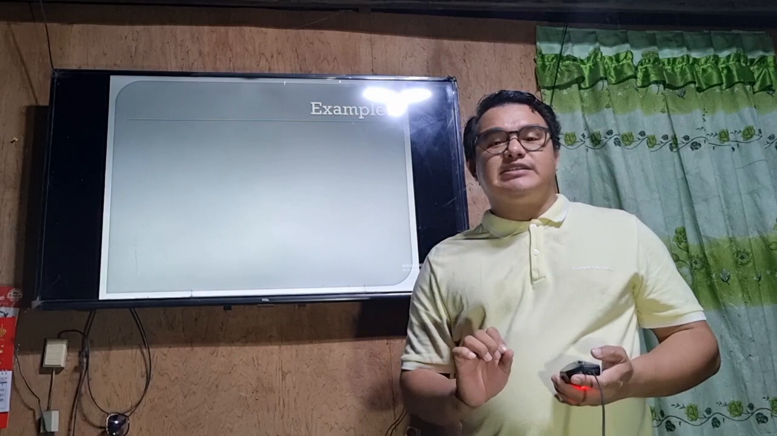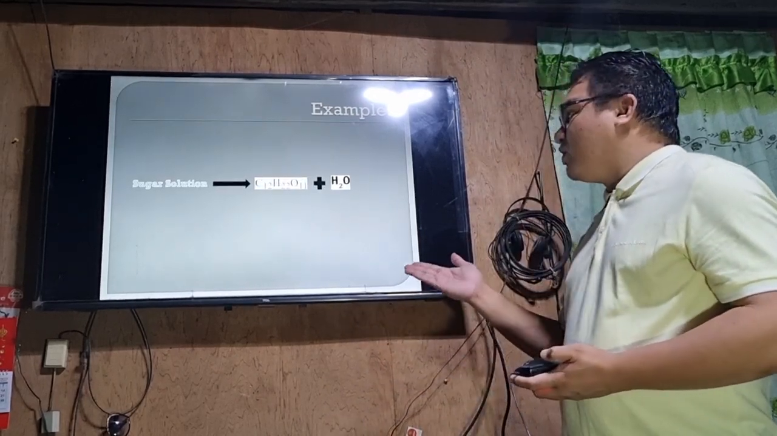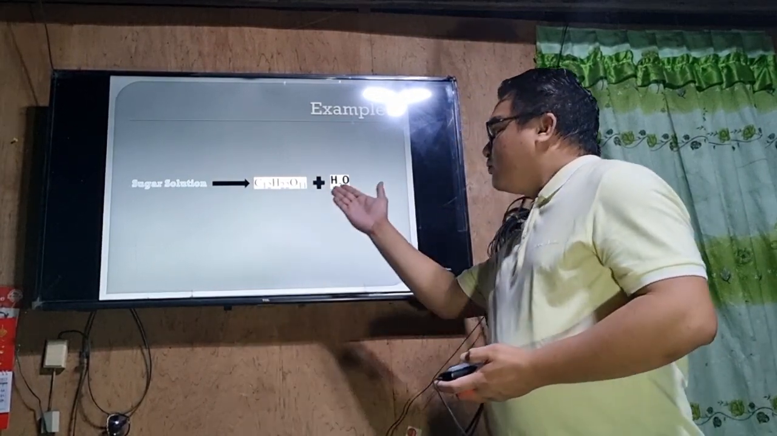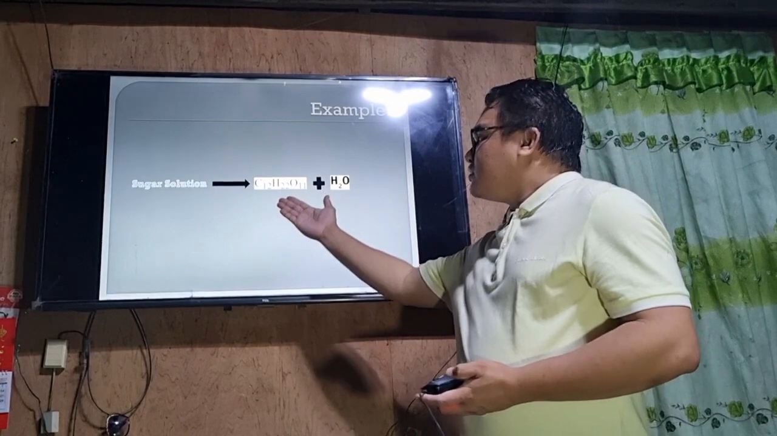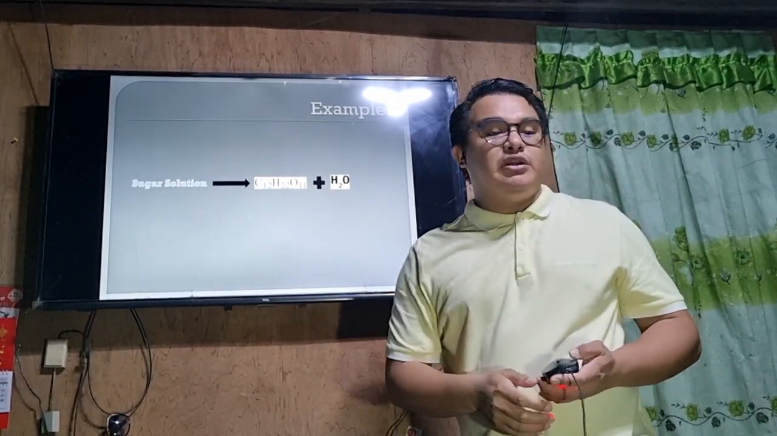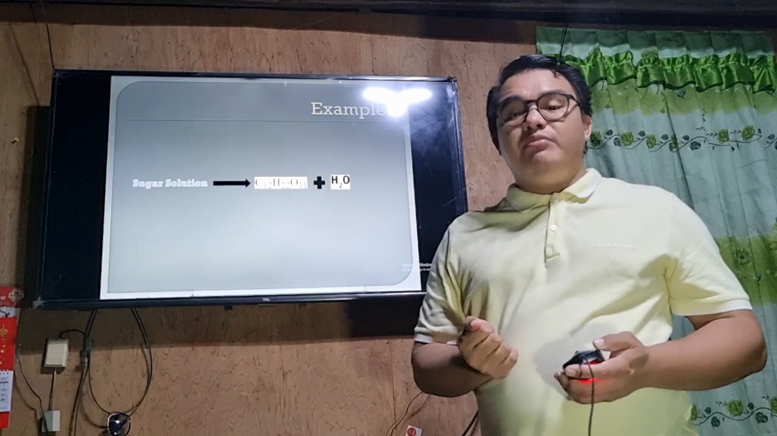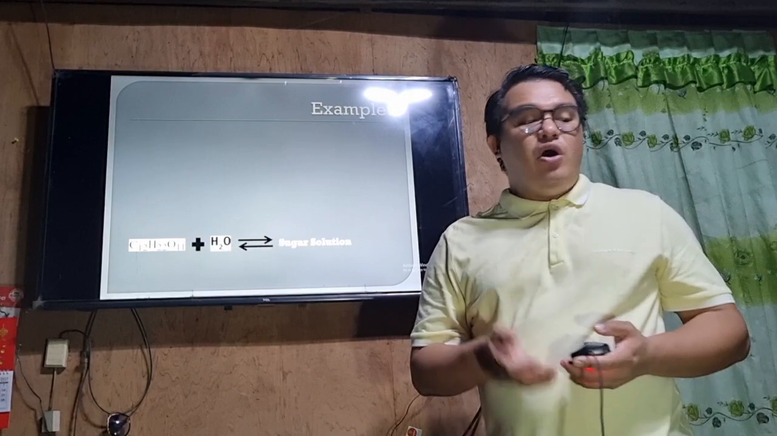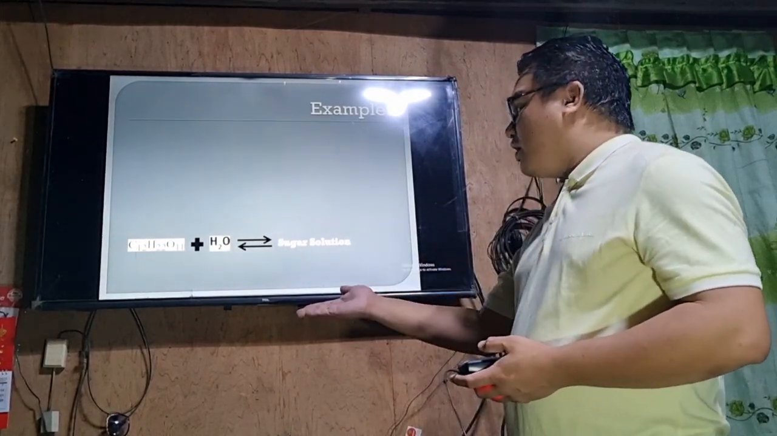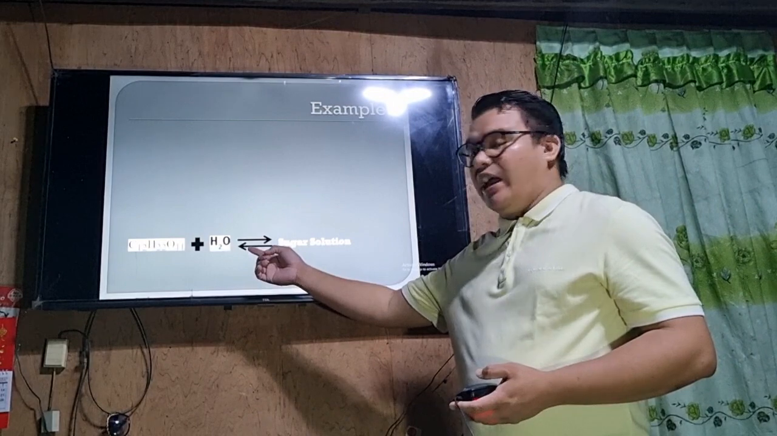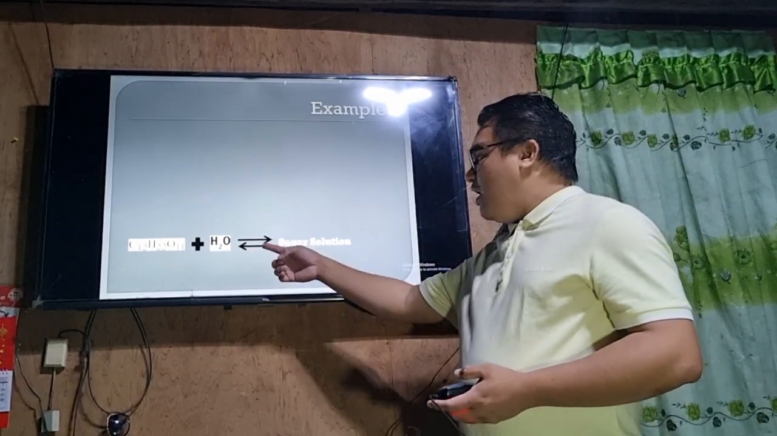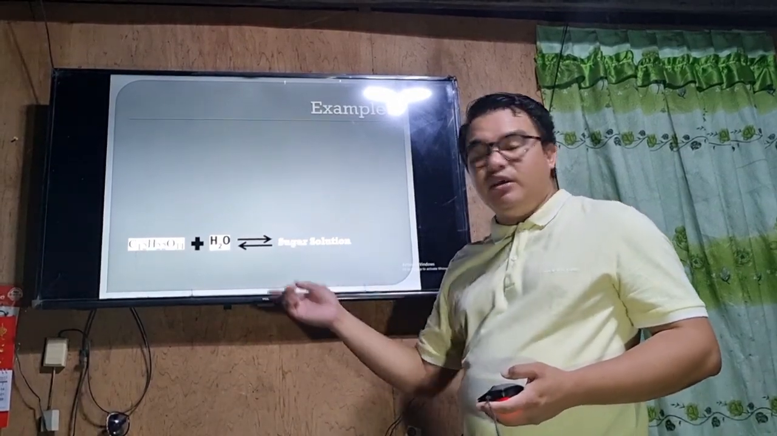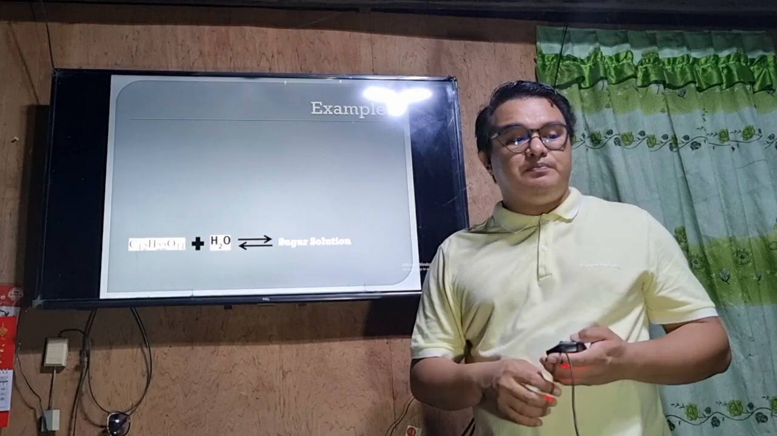This is how we are going to represent the chemical reaction. Sugar solution forms sugar plus water. On the other hand, we can also write this chemical reaction: water plus sugar gives us a reversible reaction. You can see the arrow forward and the arrow backward. That is a reversible reaction to produce sugar solution.